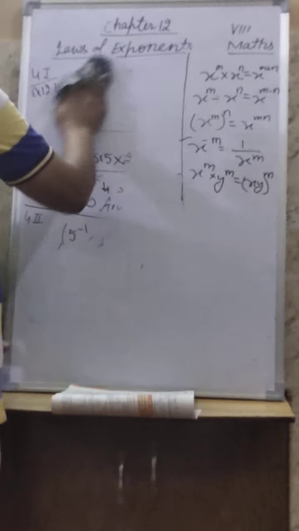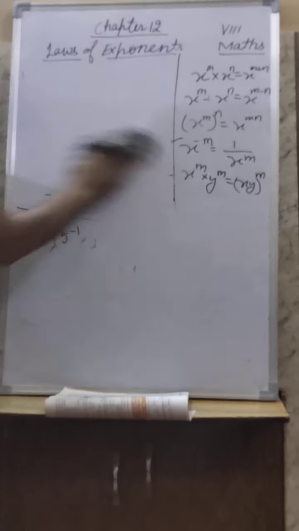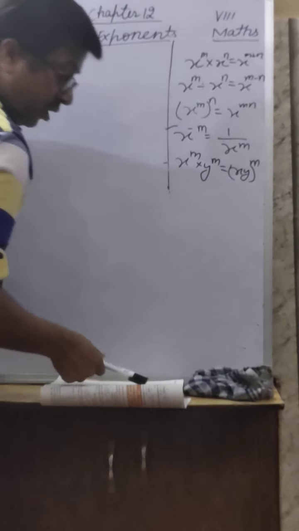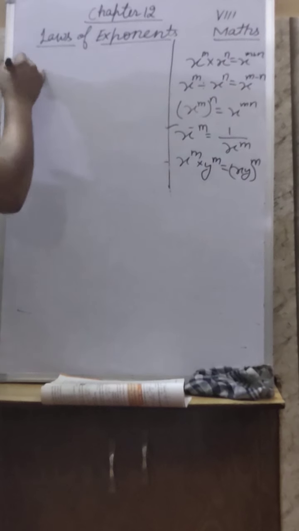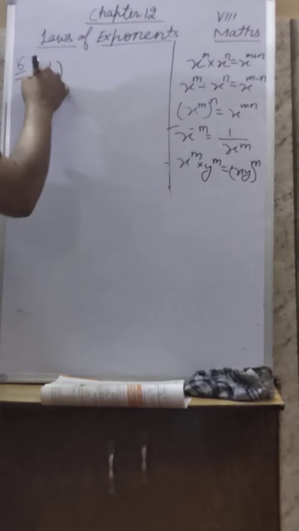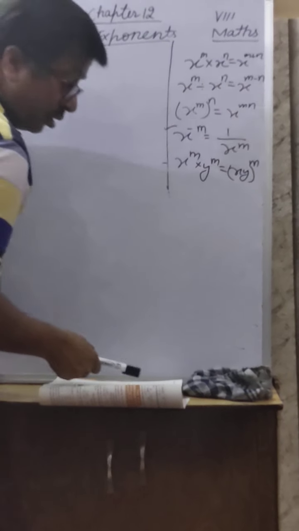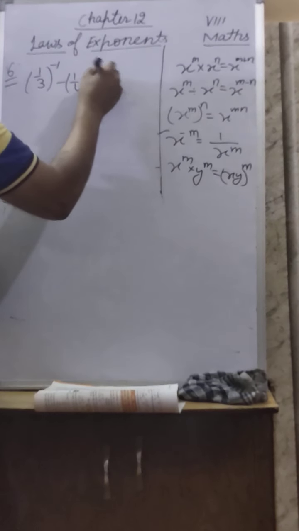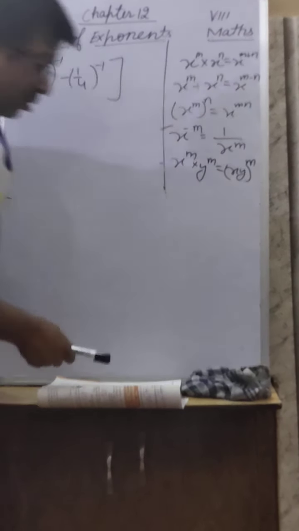One more question we'll take so that you can do practice at home. In this exercise, don't say that it is typical, it is very much easy. So question 6 I am taking. You see, 1 upon 3 whole power minus 1, minus 1 upon 4 whole power minus 1, and then the whole power is minus 1. Clear this?